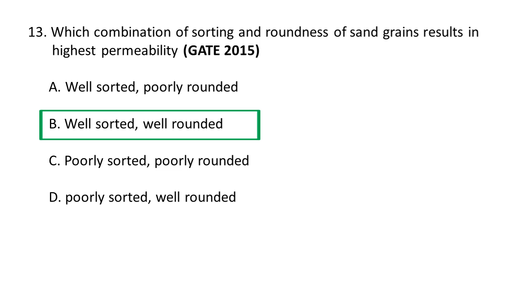So that's why B, well sorted and well rounded, results in the highest permeability.